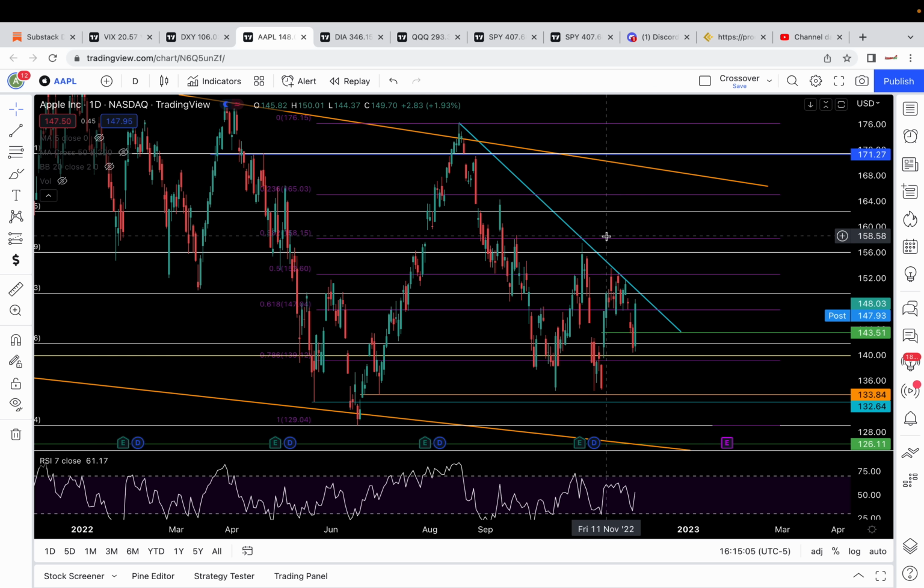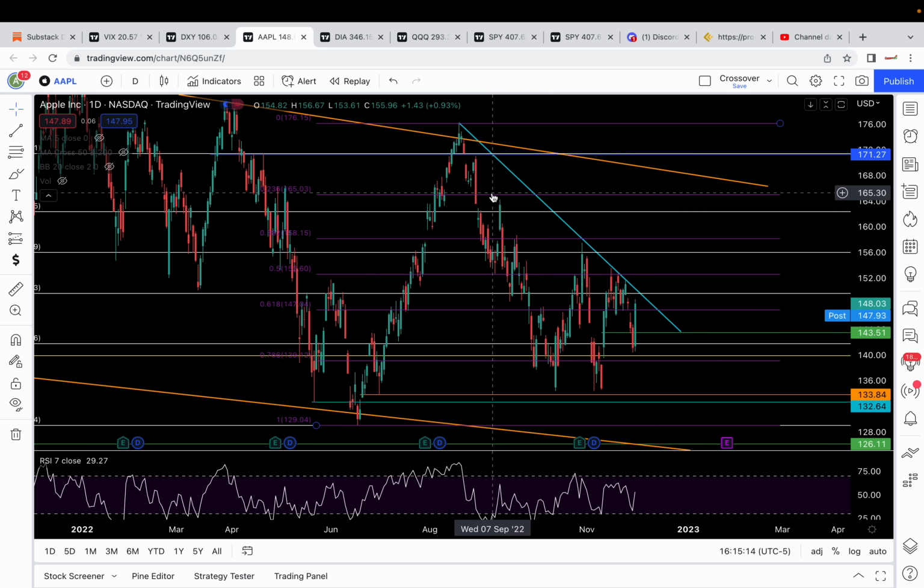And if that clears, that will be very bullish, breaking out this trend line. So Apple doesn't quite look that bullish to me just yet, but we're going to take this one level at a time. Lose 147 and I would be more bearish on it.